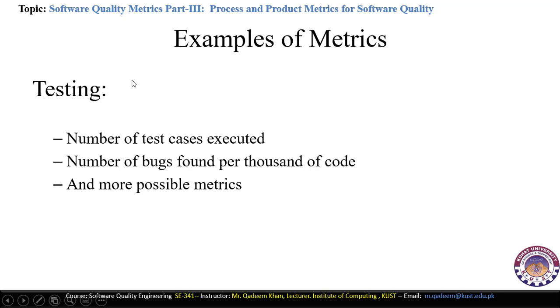Next one is, in fact, testing itself. The number of tests executed is also one example of the matrix. So how many tests are executed in a particular period of time. Similarly, the number of bugs found per thousand lines of code is also one example of the matrix. Similarly, there are many other possible matrix here. These are all examples of the software quality matrix.